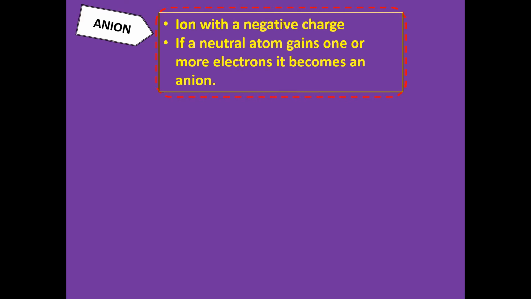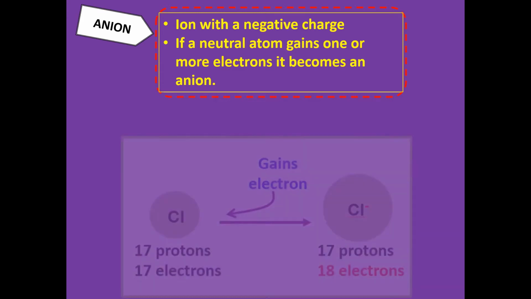Anion: ion with a negative charge. If a neutral atom gains one or more electrons, it becomes an anion.